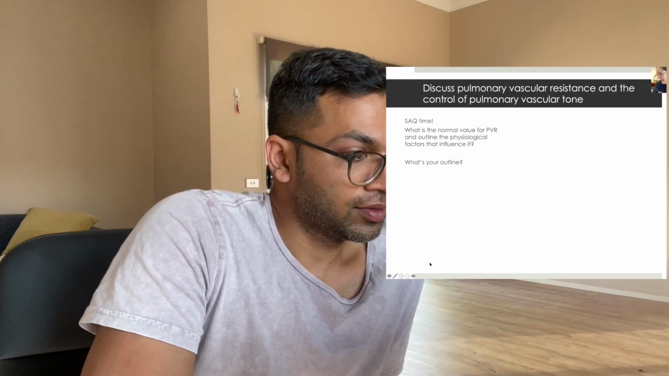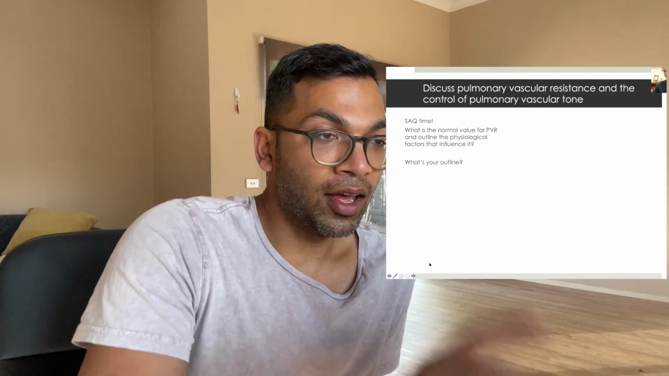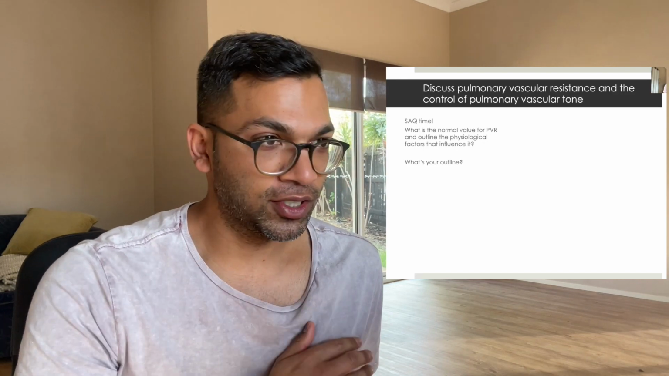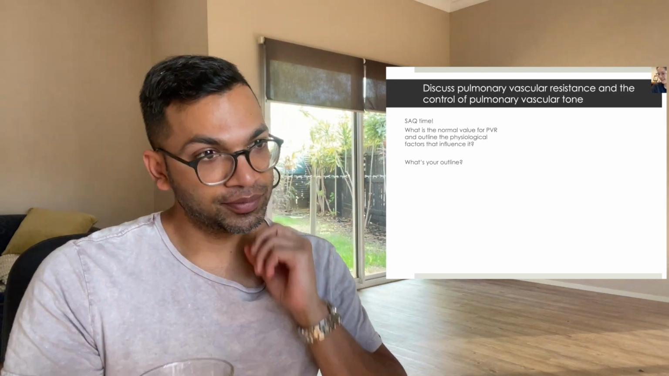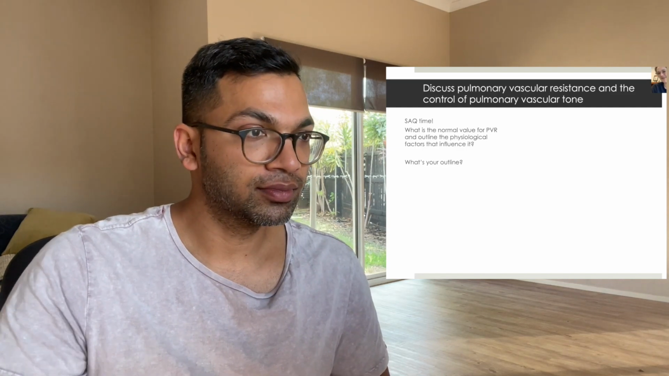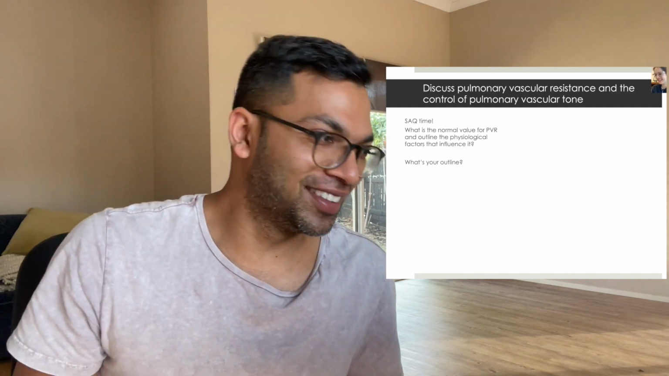I have to admit, I don't have a great structure for this, but I'll give it a go. If you have no great structure, what's your default structure? I guess the default structure is definition, normal values, and a graph. Sounds good. Let's go with that.